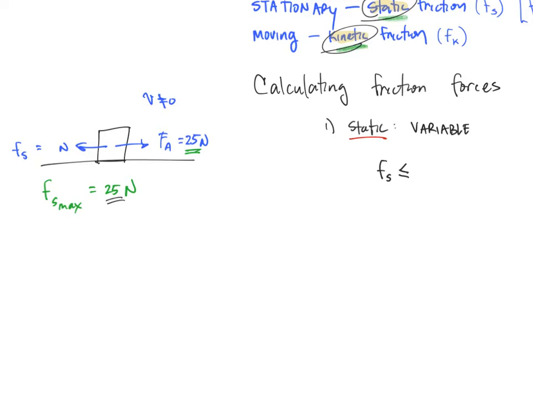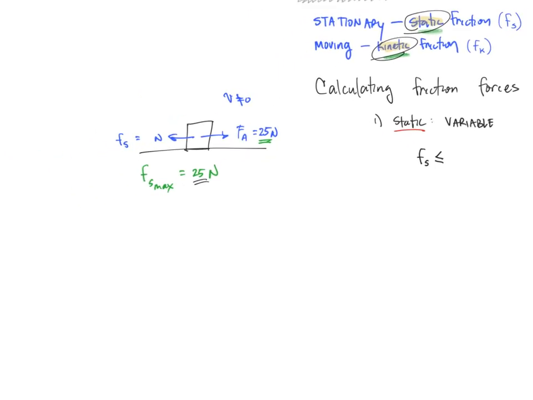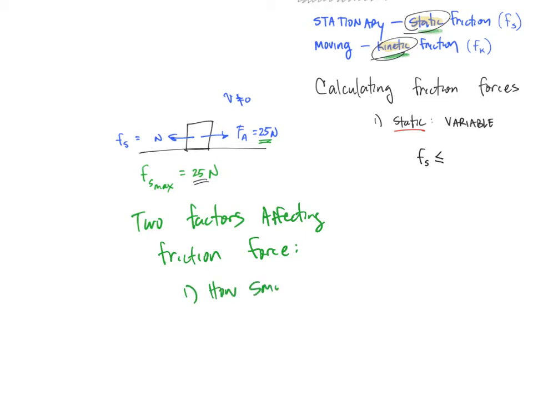The first thing, which might be obvious, is how rough or smooth the surfaces are. So maybe I'll just note this over here. Two factors influencing or affecting the friction force. And the first one is how smooth or rough the surfaces are. If they're rough, you're going to have more friction, stands to reason. If they're smoother, you're going to have less.